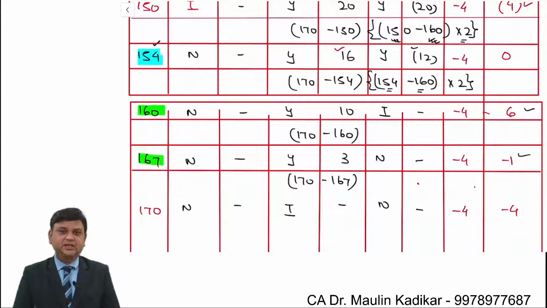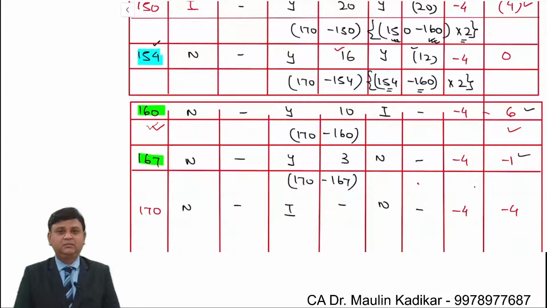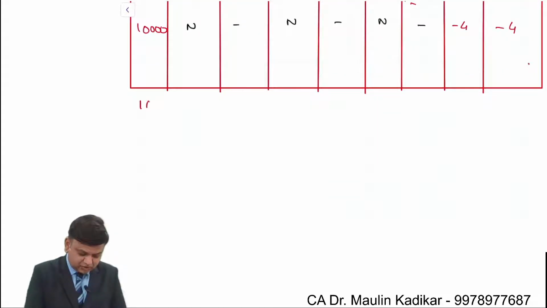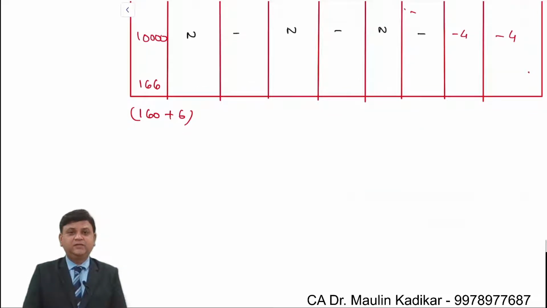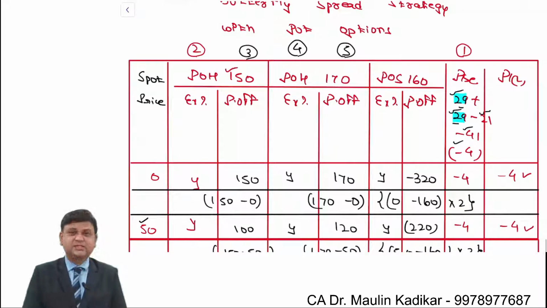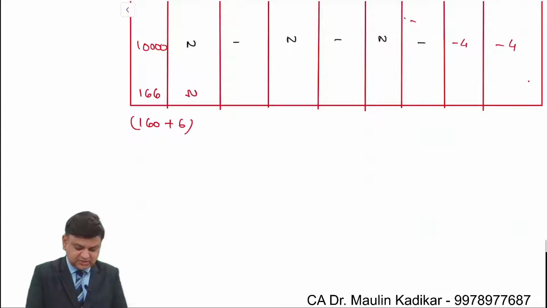Usually we will take the lower price as a base. That is, 160 will be taken as a base. To this 160 we will add 6 rupees in order to find the break-even point. So it is 160 plus 6, 166. We understand that 166 is not less than 150. So the put option is not exercised.